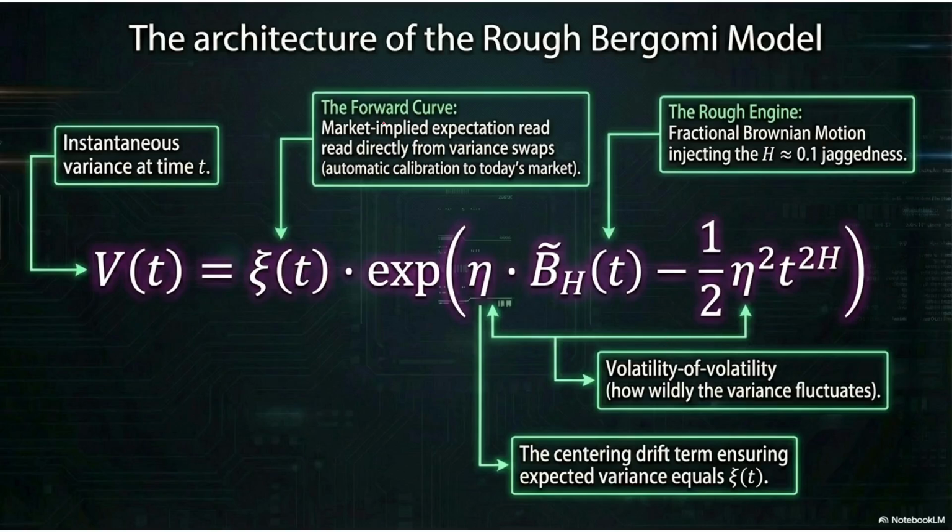So this is where the theory translates into the rough Bergomi model. The equation defines Vt, the instantaneous variance at time t. It evolves starting from the forward variance curve, which automatically calibrates to today's market expectation, read directly from the variance swaps. This is driven by the rough engine, a fractional Brownian motion, injecting the H equal 0.1. It also incorporates the volatility of volatility and a centering drift term, ensuring the expected variance equals this one.